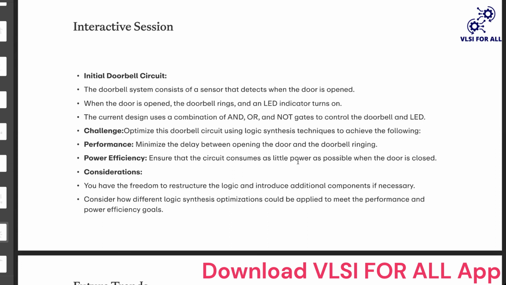PPA, which is the power, performance, and the area. Of course, here area is not a matter because it's pretty small, as in you have just AND or NOT gates. So performance and power efficiency is what I'm looking into. So how can you, just think, improve the performance, or reduce the power, right?